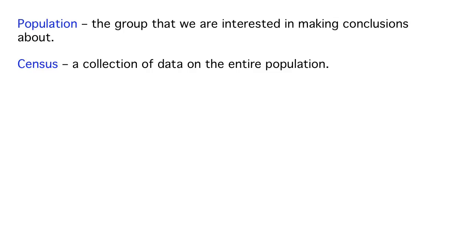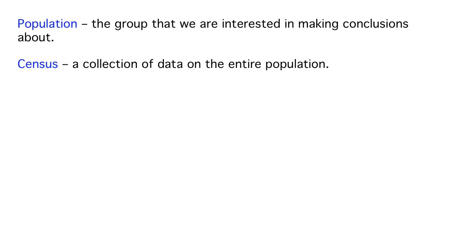But in most situations, taking a census is impractical because it is too time-consuming or expensive. Sometimes it's also impossible. In some situations, such as testing a manufactured product, it might be necessary to destroy the item in order to study it, and a census would then be impossible.